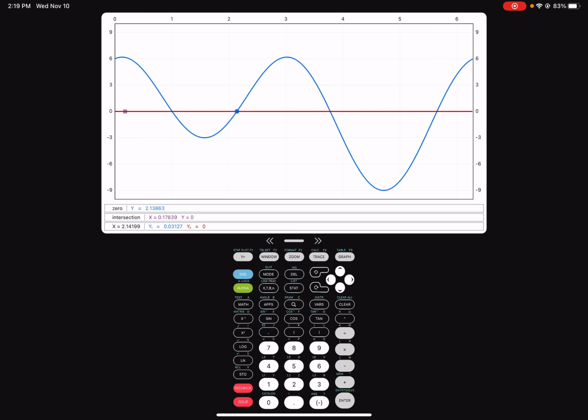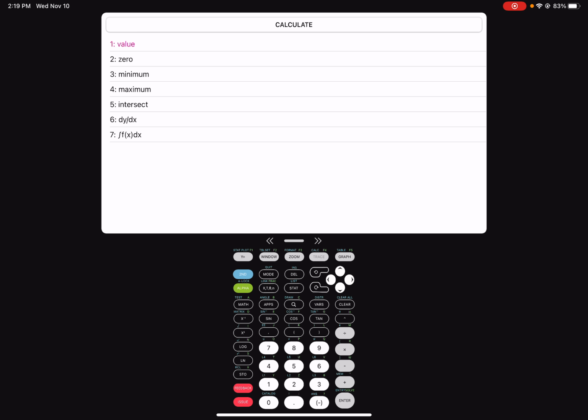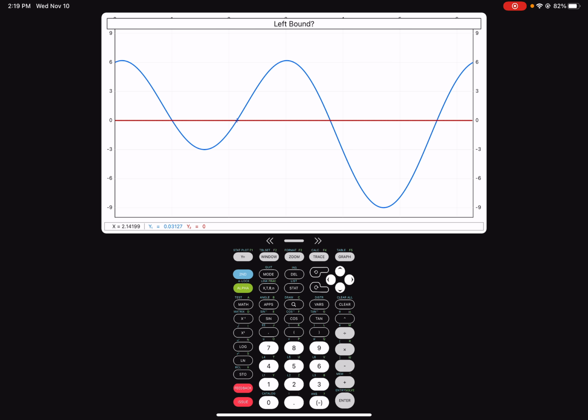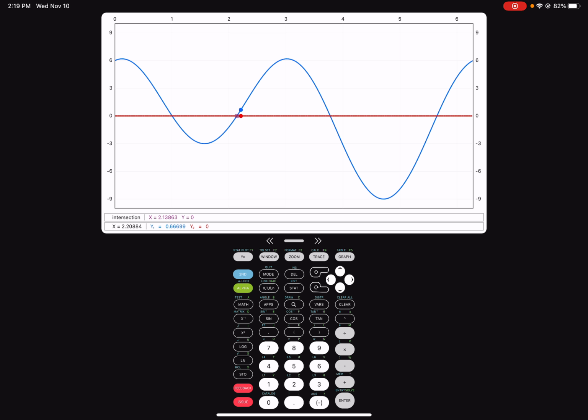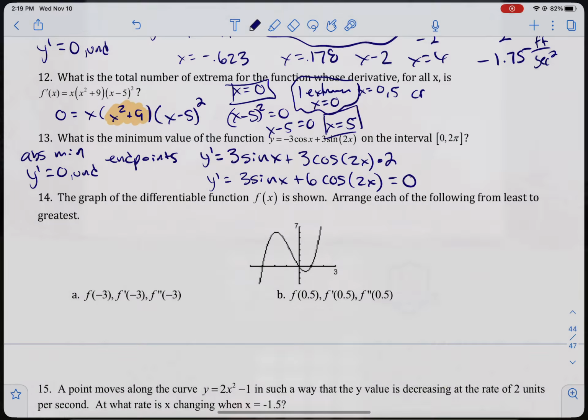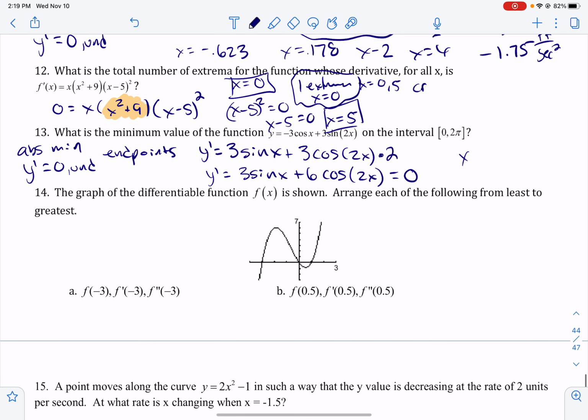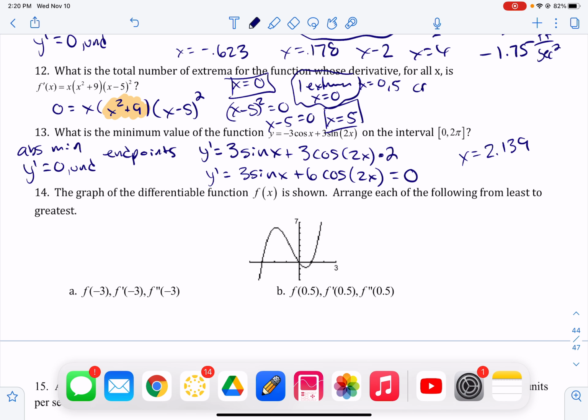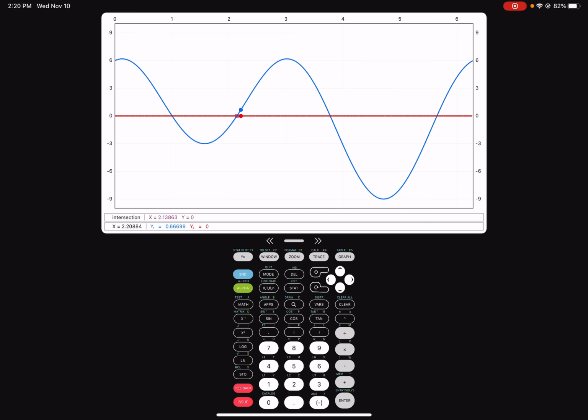So maybe we should do that right now. Let's go second, calculate intersections. And I want this intersection right here. So that happens at 2.1386. So we'll say 2.139. So I'm going to go back here and I'm going to want to check x equals 2.139. That's one point I'm interested in.